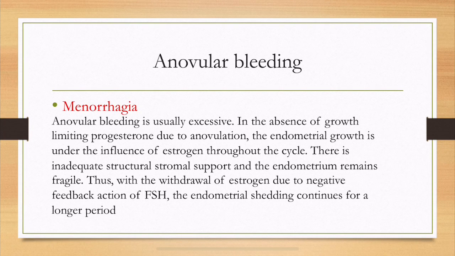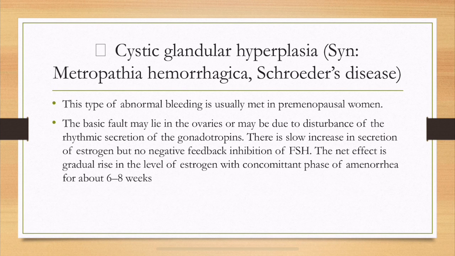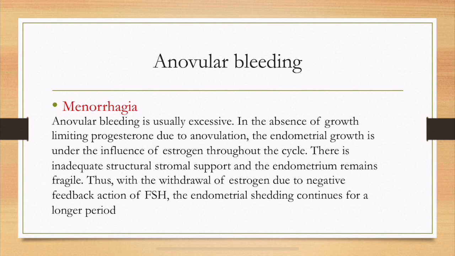Now we move on to the second half of the DUB, anovular bleeding. There were two subheadings, menorrhagia and cystic glandular hyperplasia, Metropathia hemorrhagica. Now we are going to discuss menorrhagia.